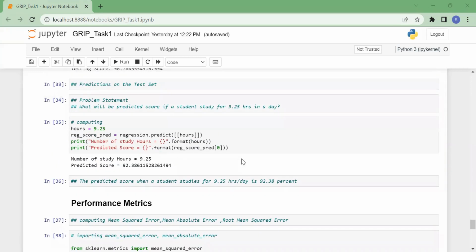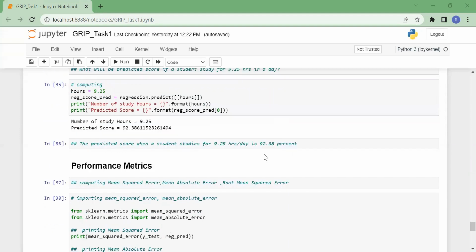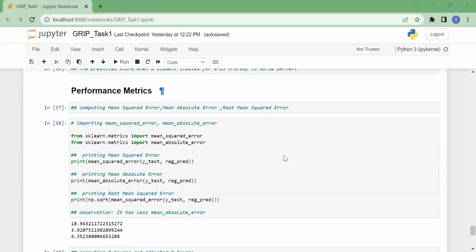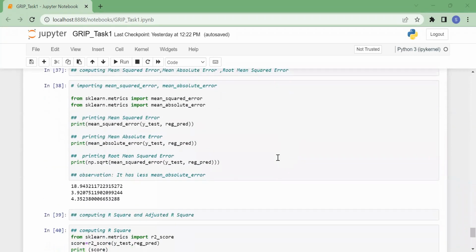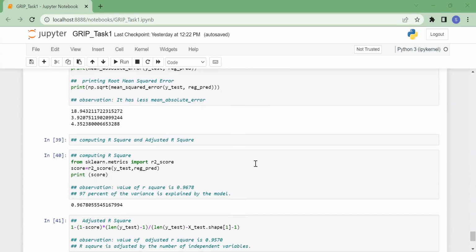Moving on to my problem statement, I find that my predicted score is 92.338. It means the predicted score when a student studies for 9.25 hours per day is 92.38%. I'm calculating my performance metrics. For that, I have imported mean squared error and mean absolute error. I have calculated mean squared error to be 18, because it is the squared value of errors. Then the absolute error is 3, that is quite normal.